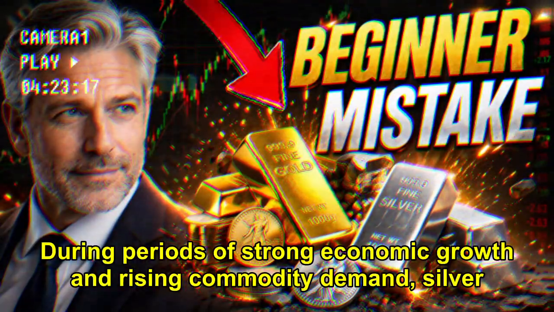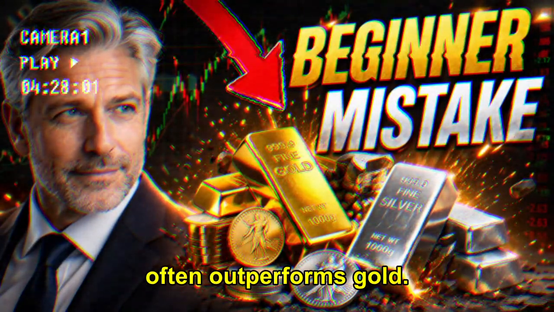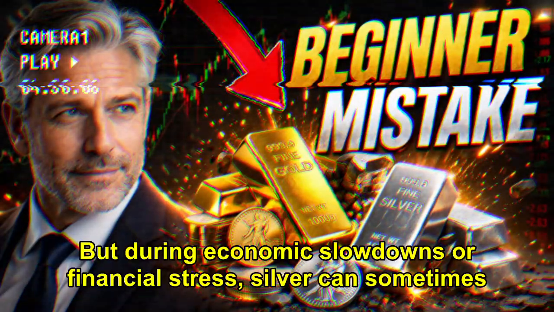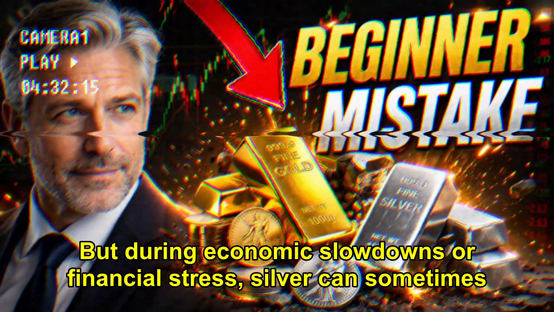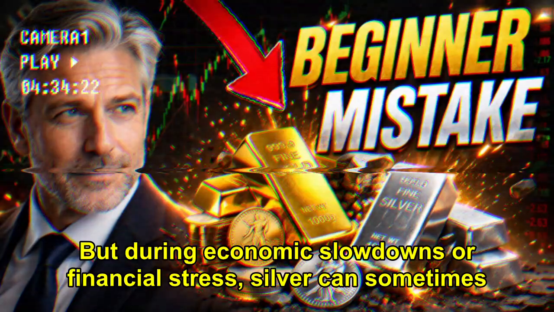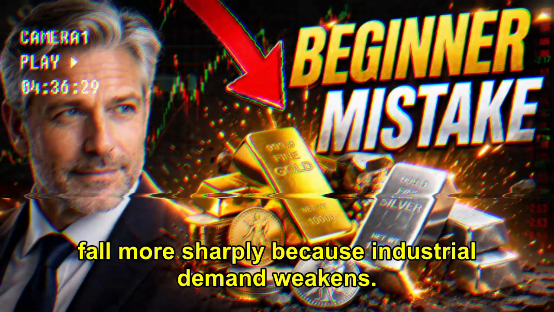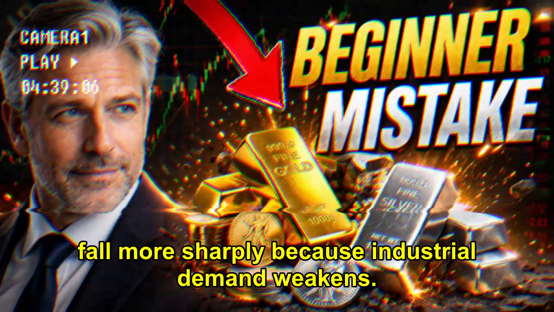During periods of strong economic growth and rising commodity demand, silver often outperforms gold. But during economic slowdowns or financial stress, silver can sometimes fall more sharply because industrial demand weakens.